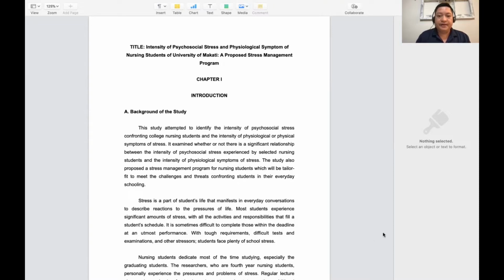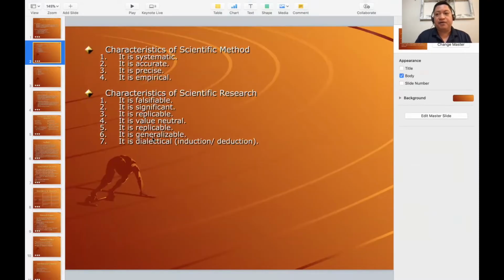Moving on, it is generalizable. So, meaning, your findings can be generalized. Your conclusions and findings can be generalized or applied as a general knowledge. Okay? Number 7, it is dialectical.